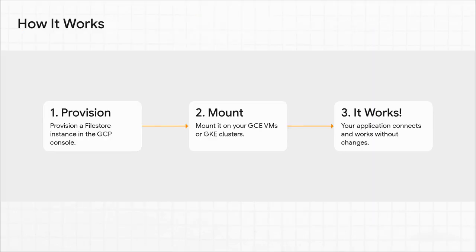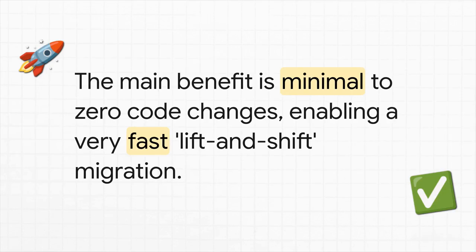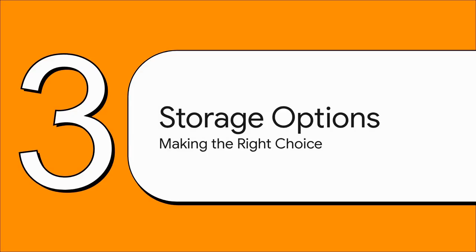And this is where the appeal really shines through. The process is just dead simple. You spin up a Filestore instance, you mount it on your virtual machines or your Kubernetes clusters the same way you would on-prem, and that's it. For a lot of apps, it just works. No drama. And that is the absolute killer feature of Filestore. When you're in a hurry, when the goal is to get an application into the cloud right now, what we call a lift and shift, the fact that you can pull it off with almost zero code changes is a huge, huge win.